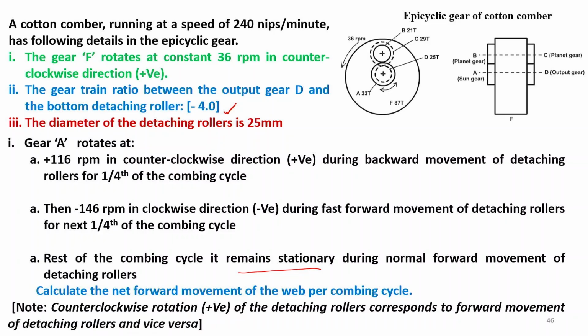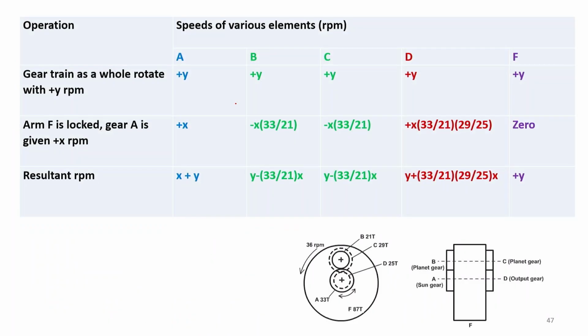The counterclockwise rotation is positive for the detaching roller, corresponding to the forward movement of the detaching roller. We can see these are different from the gearing diagram we are getting here. In the backward motion first we will see, then fast forward and the normal forward. So, normal forward, in that case, A will have 0 motion.